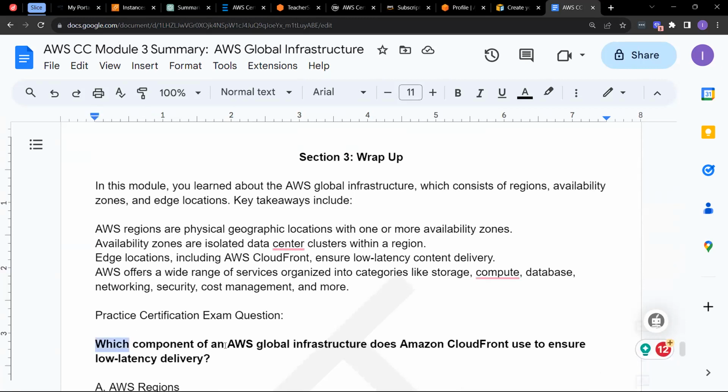So there's a practice question here. What's the answer to this one? I've not reviewed the answer, but we should know the answer. Let me go to the chat. Type your answer. So which component of the AWS Global Infrastructure does Amazon CloudFront use to ensure low latency delivery? Please type your answers in the box. We have 27 people. I want to see 27 answers.